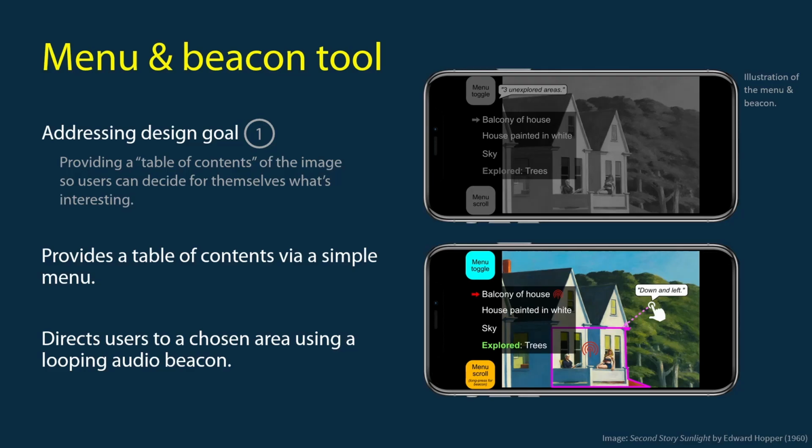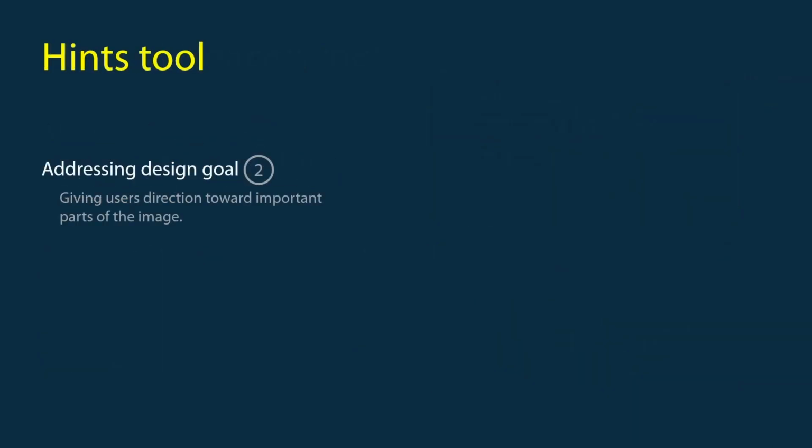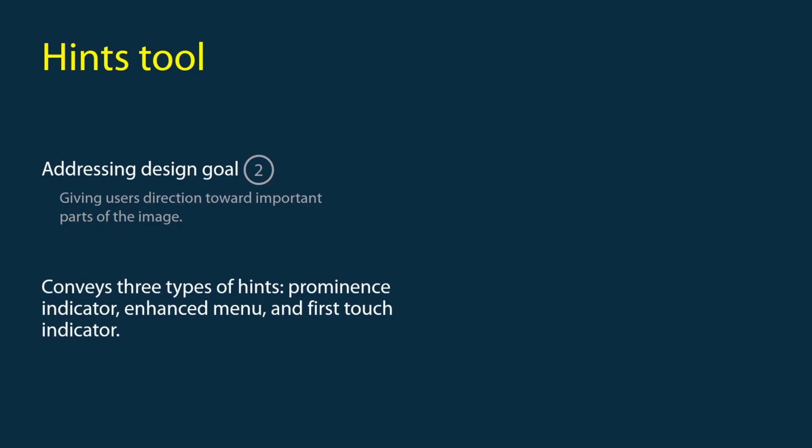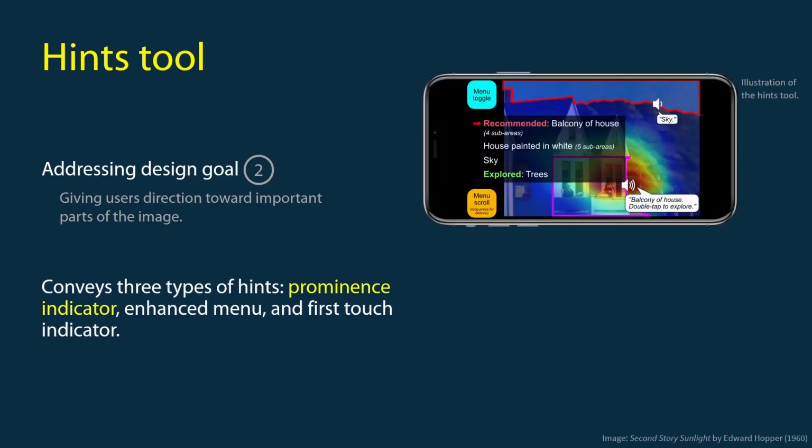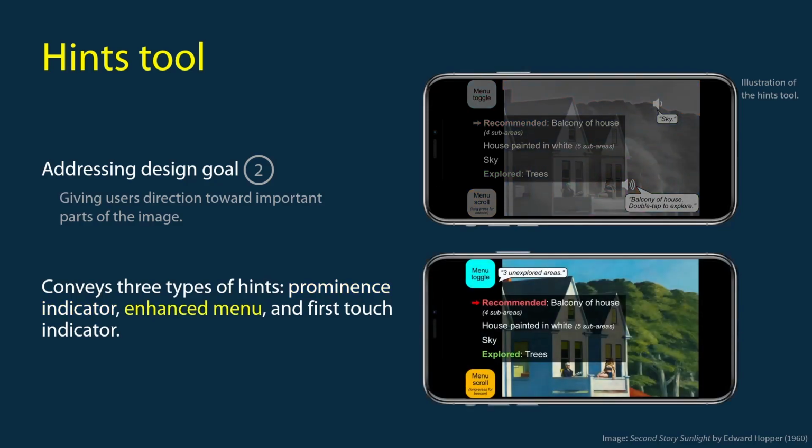We then addressed design goal 2, giving users direction toward important parts of the image. And to this end, we created the hints tool, which consists of 3 components. The first component rests on the notion that the main characters or components of the image are often the most visually salient, and so the first hint we introduce, called the prominence indicator, we run the image through a neural network which calculates salience and changes the volume of spoken area names to communicate that salience output to the user. The second component involves communicating the logical main character of an image, which is reflected within an enhanced menu system.